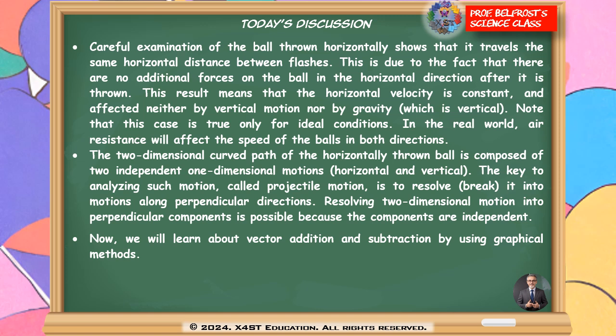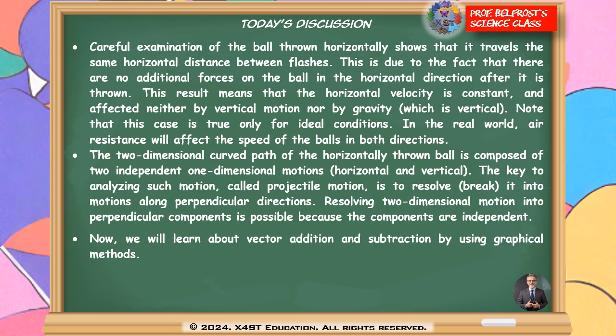Careful examination of the ball thrown horizontally also shows that it travels the same horizontal distance between flashes, and this is due to the fact that there are no additional forces like air resistance. So the horizontal velocity is constant and affected neither by vertical motion nor by gravity. The two-dimensional curved path of the horizontally thrown ball is composed of two independent one-dimensional motions, horizontal and vertical, and the key to analyzing such motion, called projectile motion, is to resolve or break it into motions along perpendicular directions.